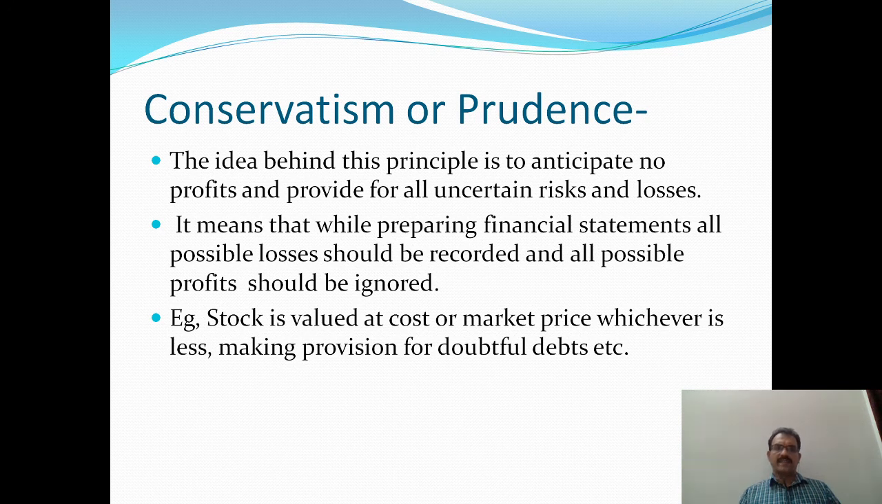And another example is making provision for doubtful debts. Making provision for doubtful debts. These are the examples of conservatism or prudence.